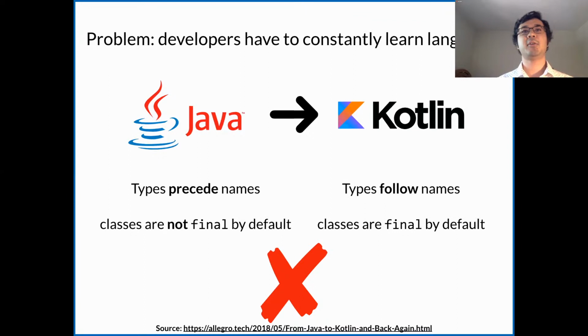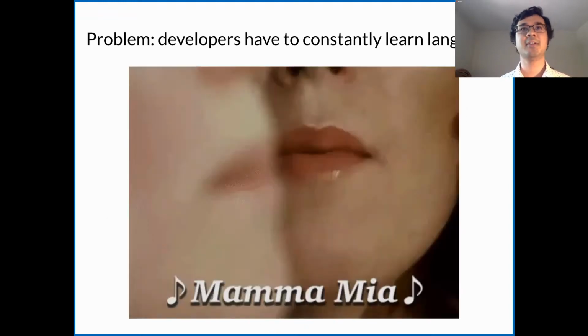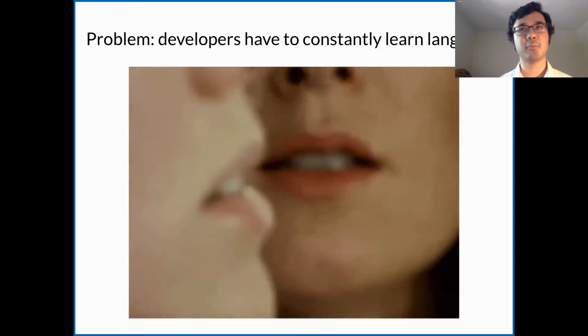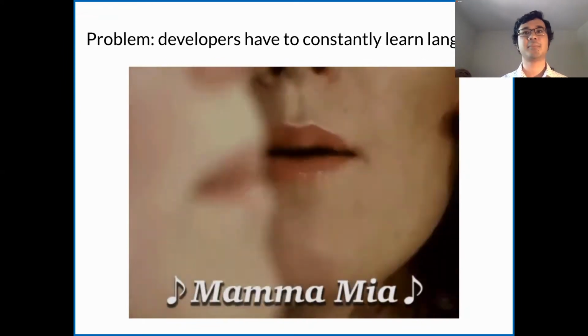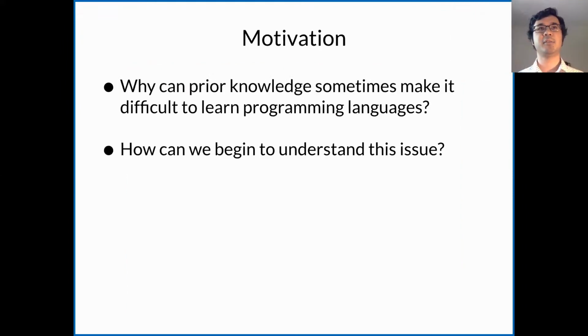And a programmer like this has to go through this many times, and by the end of this, all the differences were too much for them, and they went back to Java. And they have to go through this process over and over again when they switch projects, go to a new job, or consider new languages. So this paper is motivated by the question of why prior knowledge can sometimes make it hard to learn another programming language, and how we can begin to understand this issue.